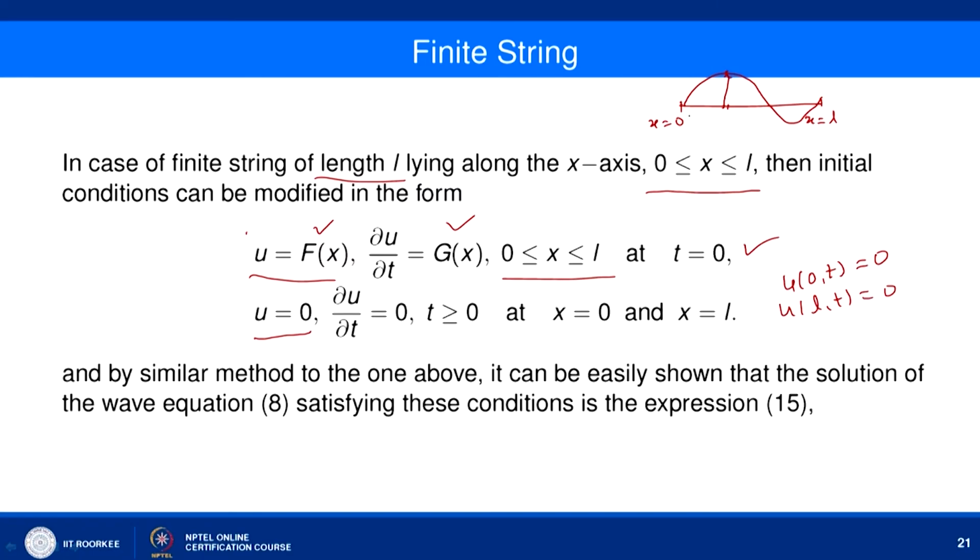So, it means that here we assume that your end points are fixed. Now, we want to find the solution for this finite string problem, and we try to see that the solution obtained for the infinite string can be modified in a way that we can obtain a solution for this finite string as well.